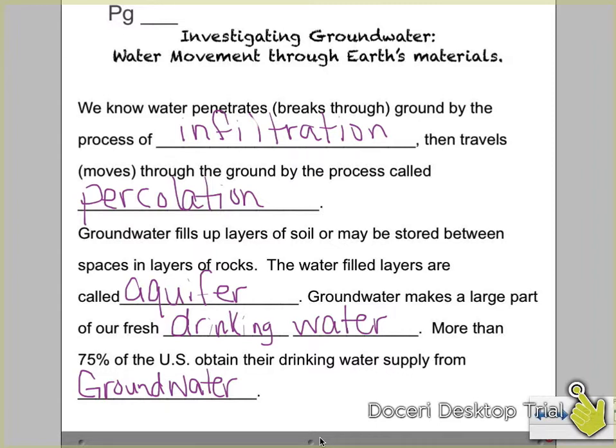All right. So now that we have that information, we are going to look and see how water travels through Earth's materials. There's different types of materials underground. You have sediment, you have sand, you have clay, you have just rocks that are underground. So we're going to see how it travels through and come up with some conclusions for that. So let's take a look.